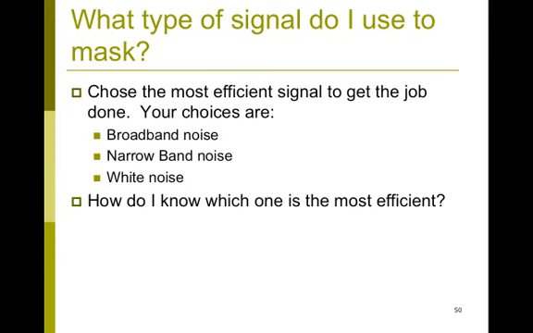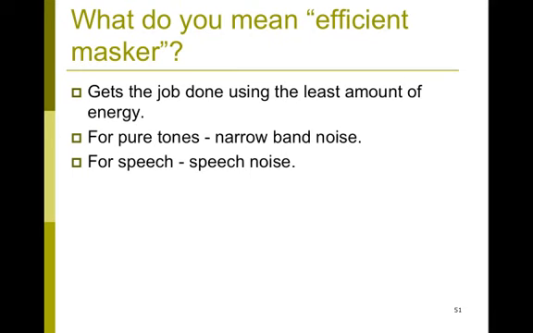There are different kinds of signals you might use for masking. You might use a broadband signal, a narrowband noise, or a white noise. Your choice of signal would be based on the least amount of energy, and depends upon what testing you're doing. If you're doing pure tones, you might choose narrowband noise to engage the non-test ear. If you're doing speech testing and want to get masked speech thresholds, then you might prefer using speech noise in the non-test ear to engage that ear.